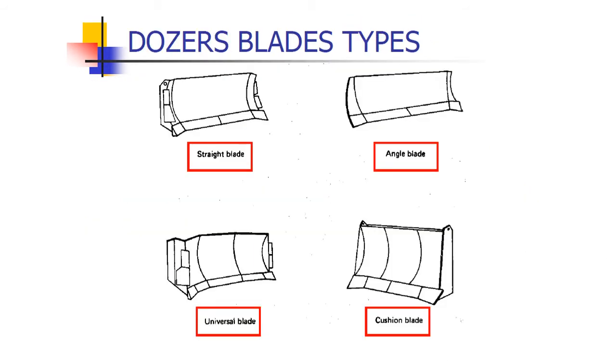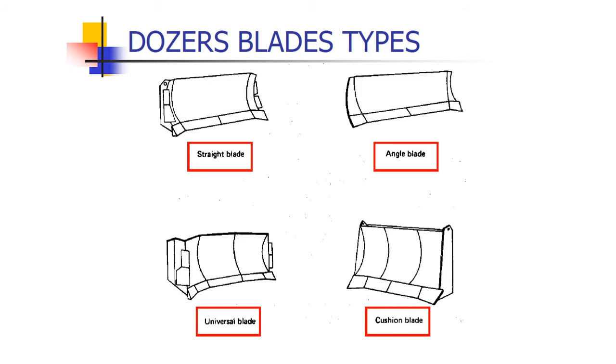Dozer blade types: there are four main families. The most common one that you will be seeing is the straight blade. This is the most classical one. Then the angle blade, the universal blade, and the cushion blade. I need you to look at the differences between the four. The angle blade has one side larger than the other. However, the straight blade is straight.